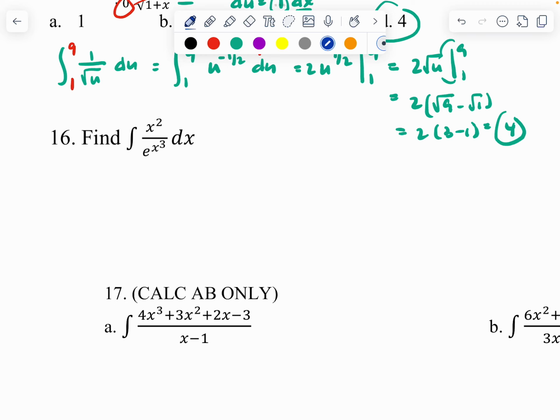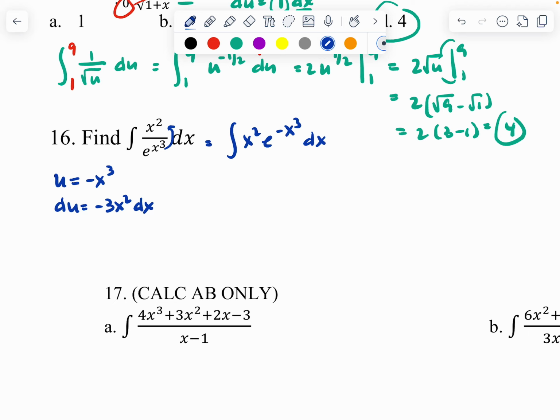Another way to do this one, I apologize, is to bring this to the top, okay? And so it's going to be x squared e to the negative x cubed dx, because I need to get rid of that negative there. So let's go ahead and do the u sub again. The u is going to be negative x cubed. Therefore, the du is going to be negative 3x squared dx. And that's how you kind of deal with it, okay?